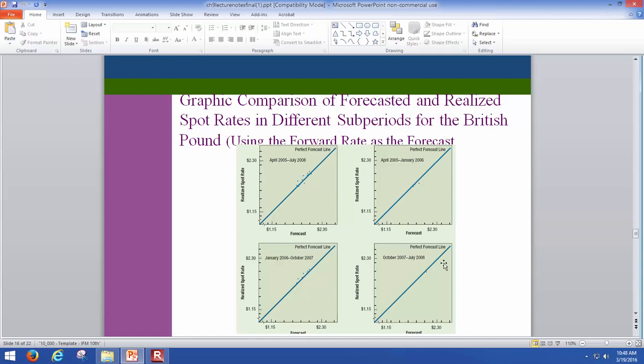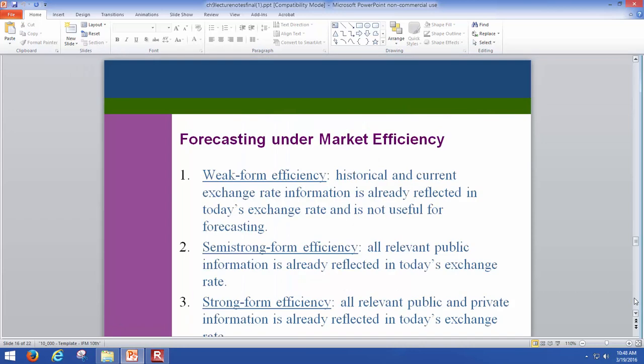Now for the first time period, April 2005 to January 2006, it looks like a few of the points are below. So what we are saying here is that the regression is overstating. And for January 2006 to October 2007, we find that a lot of the points are above the line, which looks like the regression is understating. And October 2007 to July 2008, it looks like a pretty good regression. There's only one point which is slightly below the line. So overall it seems to work well, but in different time periods, the performance of the regression is varying. In some time periods it's good, and in some it's not a very good predictor of the future spot rate.